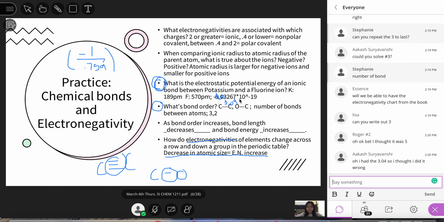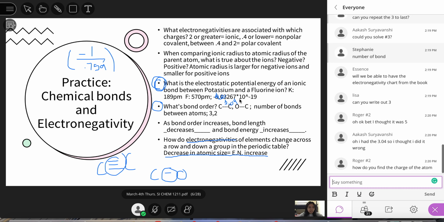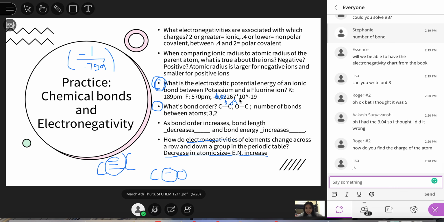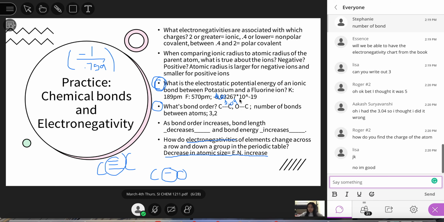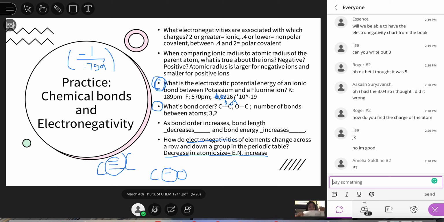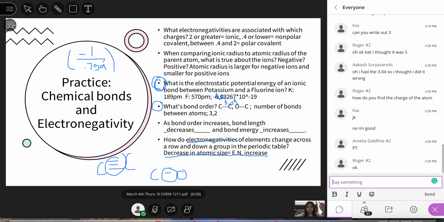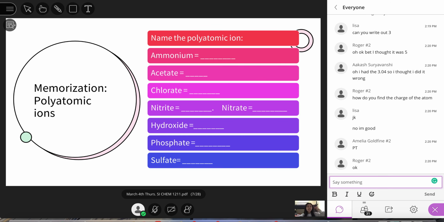Can I write out 3? Do you still need that out, or are you good? How do you find the charge of an atom? On here, you just look up above. Metals are usually positive, non-metals are usually negative. Are we good? Okay. Alright, next then, because we have a lot to do.